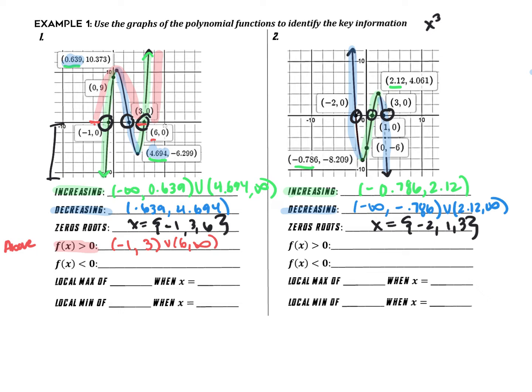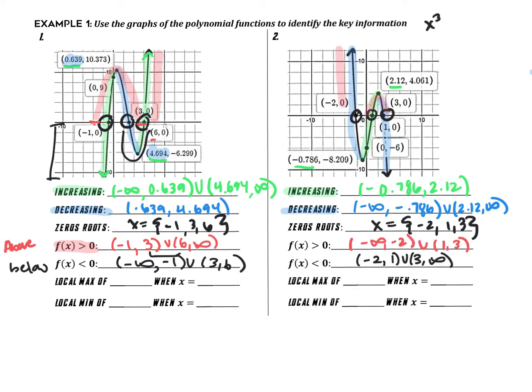So it's below the x-axis from negative infinity until we get to -1. And then in between 3 and 6 down here, it's below the x-axis. That looks like a smiley face. So in between 3 and 6. So go ahead and pause the video and identify those intervals where we are above or where we are below the x-axis on number 2. Then unpause the video and see how you did.